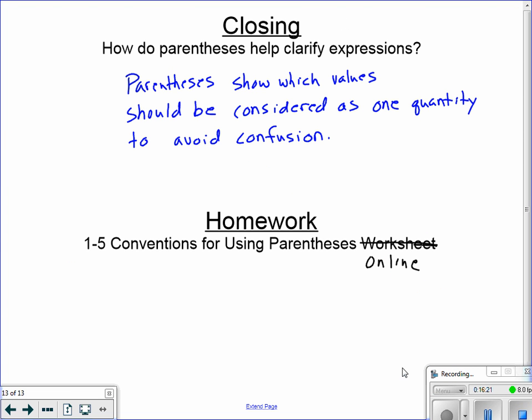To finish out here, close this up, how do parentheses help clarify expressions? Parentheses show which value should be considered as one quantity to avoid confusion. Again, so we don't have two people doing the same problem and getting two different answers. You finish these notes up, your homework's online. Make sure you turn the note sheet in when you're done with your homework so that I know you've done it.